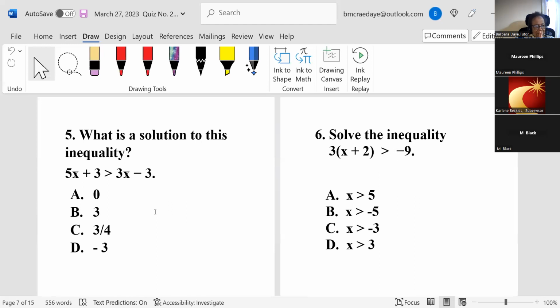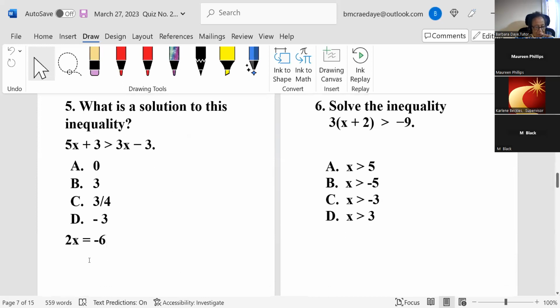So you got your X's together. You subtract 3X, you got 2X. And you want to get your 3's together. So what did you do? I subtract the three on both sides. That's it. That gave you a -3 and a -3, a -6. So you got 2X equal -6. So let me just put that there. 2X equal -6. Then what did you do?